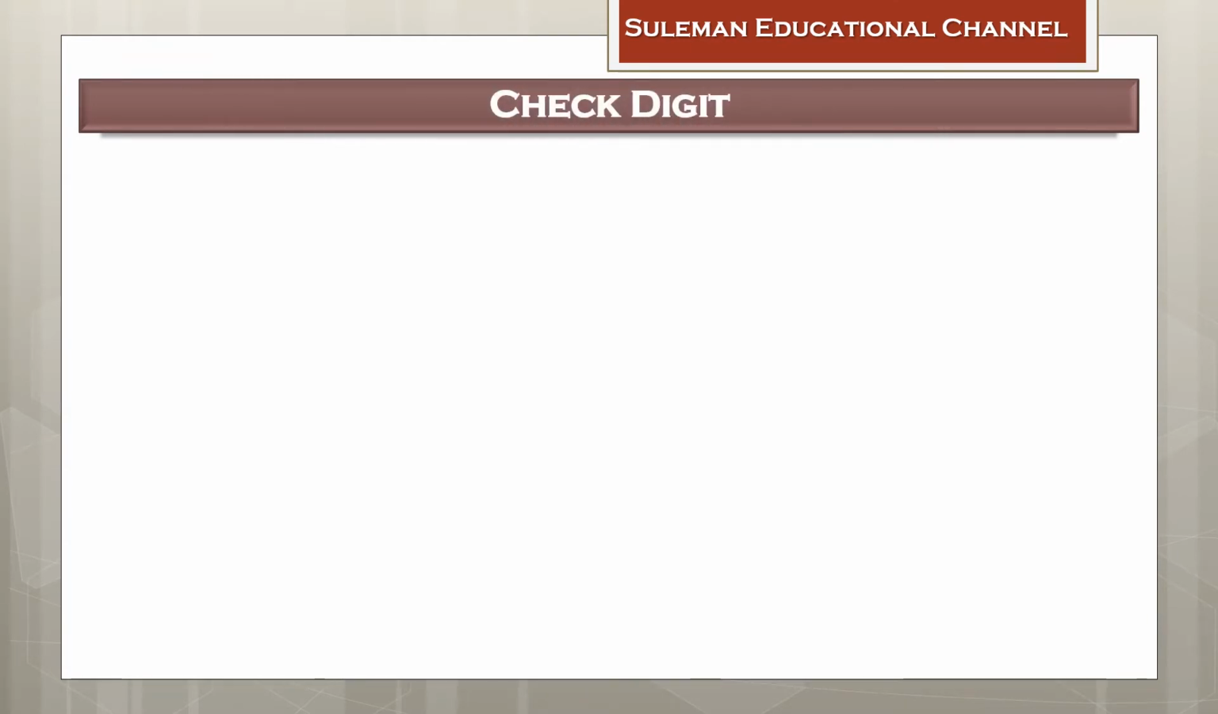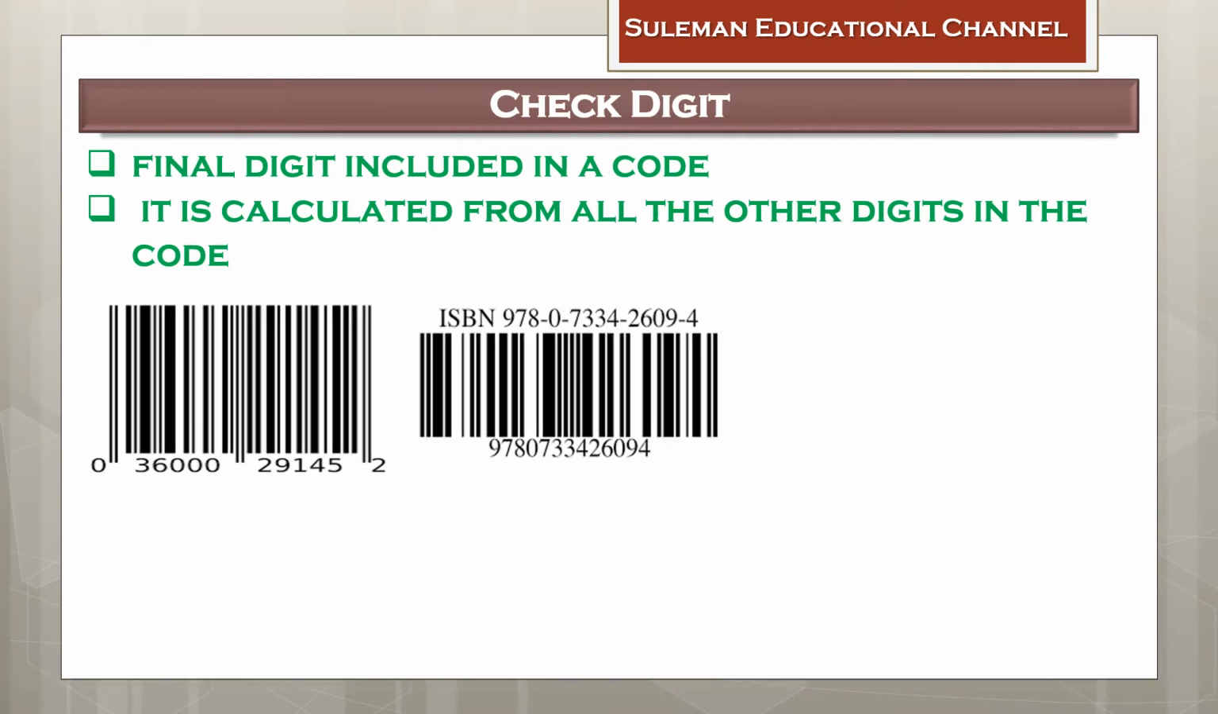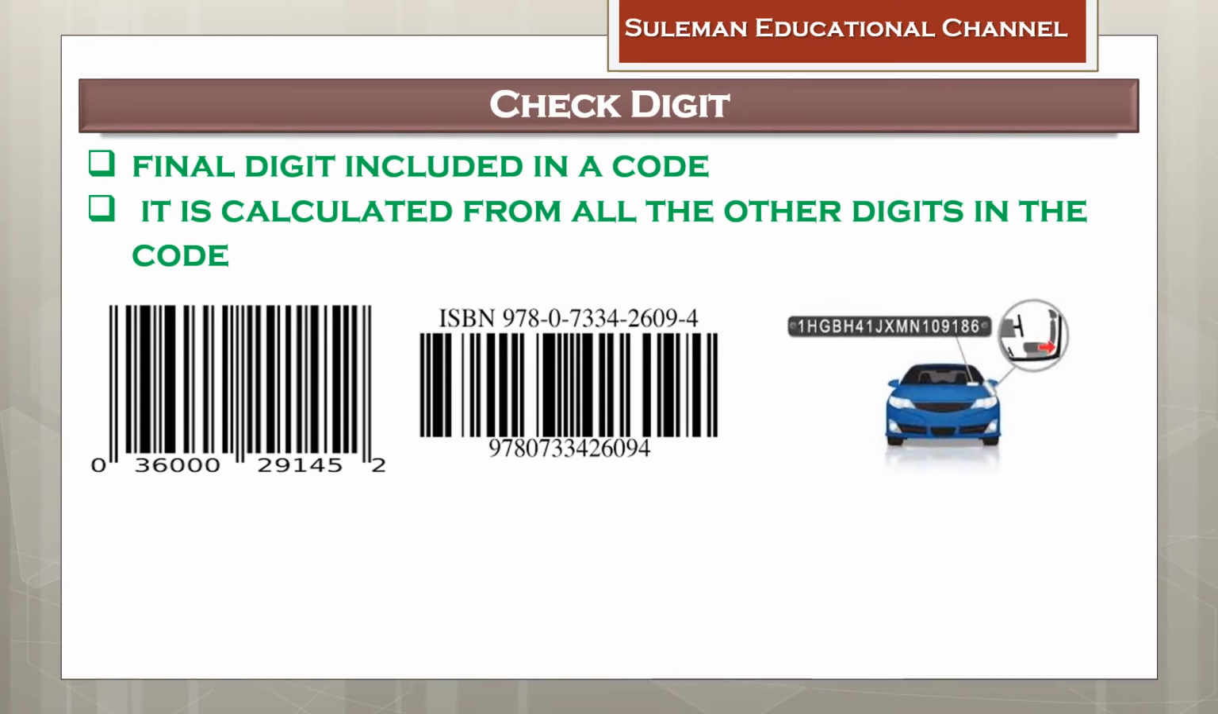The seventh type of validation check is the check digit. A check digit is the final digit included in a code. It is calculated from all the other digits in the code. Check digits are used for barcodes, product codes, International Standard Book Numbers, also called ISBN, and vehicle identification numbers, also called VIN. Check digits are used to identify errors in data entry caused by mistyping or misscanning a barcode.